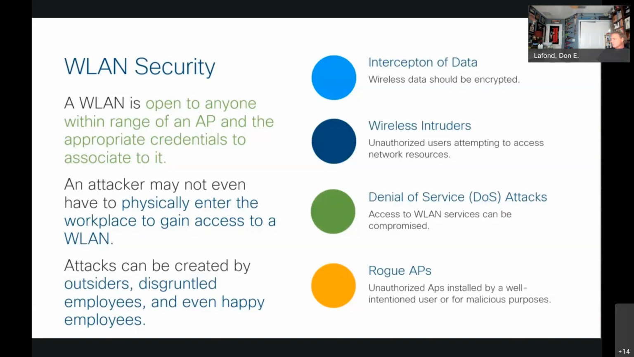Denial of service attackers are a little more difficult. They try to access your wireless local area network services and compromise them either accidentally or on purpose. We also have our rogue APs, which are unauthorized access points that are installed by either a well-intentioned user, someone who just wanted to have an extra wireless network close by, or installed for malicious purposes, and they want to be able to intercept people's traffic. Using management software, we should be able to detect those rogue access points.